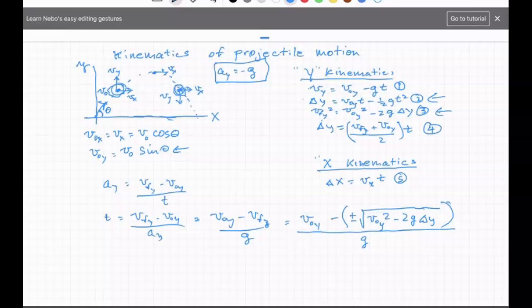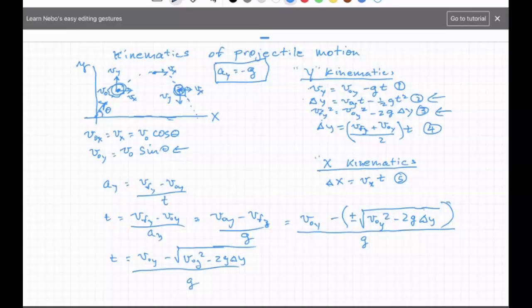So when it's on the way up, inside the parentheses, you want to use the positive solution. So we have a negative times a positive, which is a negative, which means that the time is equal to the initial velocity in the y direction minus the square root of v sub oy squared minus 2g times the displacement in y all over g.